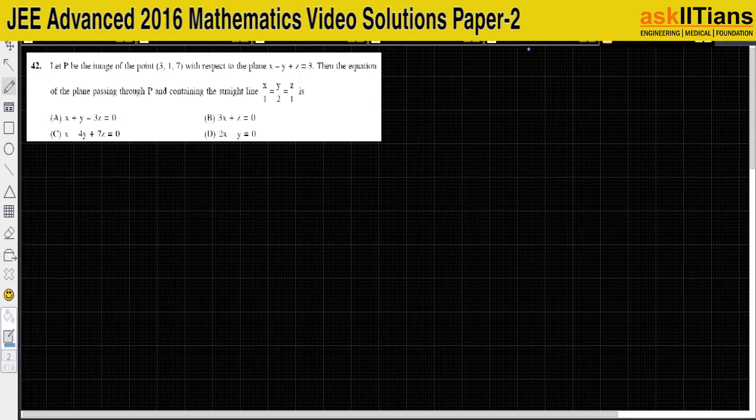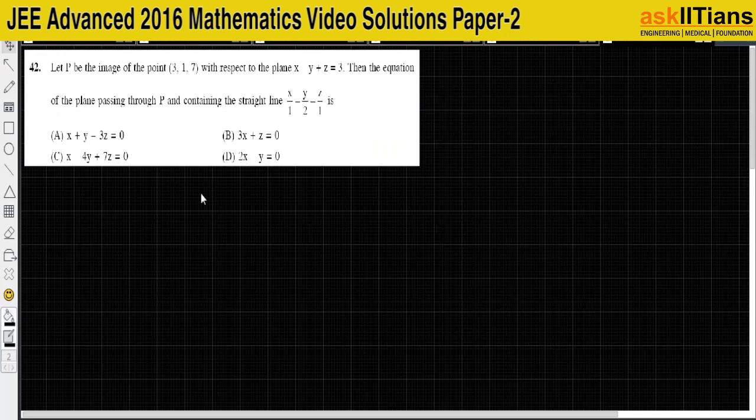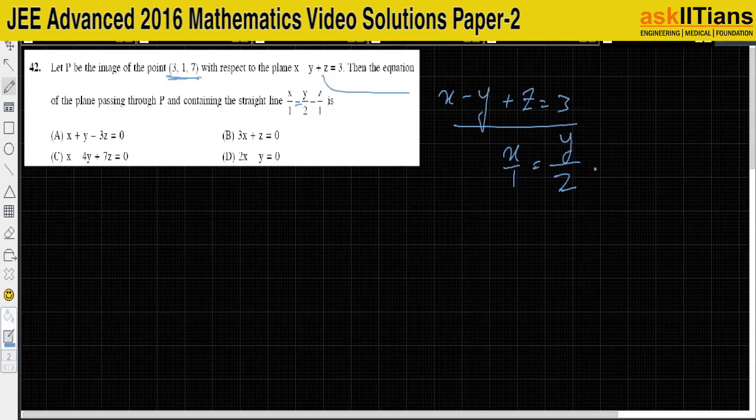And question number 42. Question number 42 says that let P be the image of this point with respect to this plane. This plane is x minus y plus z equal to 3. Okay, and then the equation of the plane passing through P and containing this straight line, right? x by 1 is equal to y by 2 is equal to z by 1. This is the straight line which is given in the question. This is the plane which is given in the question.